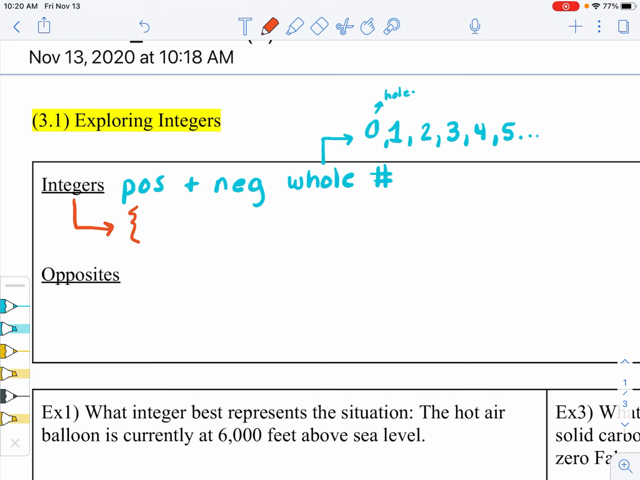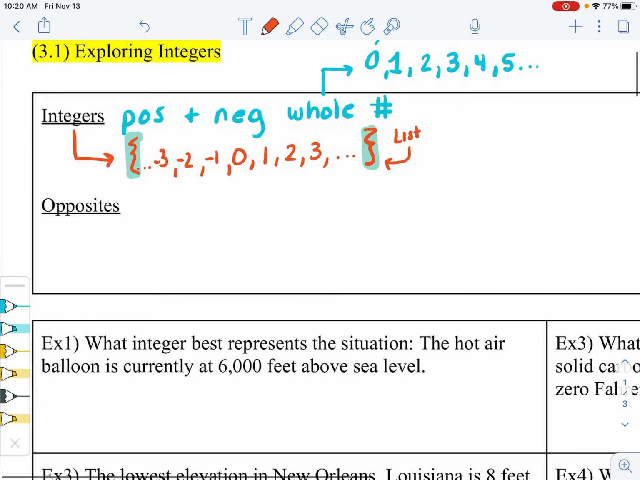So our integers are our whole numbers, 0, 1, 2, 3, ... And our negative whole numbers as well, -1, -2, -3, ... The ... indicates that it goes on in both directions. And these squiggly brackets here are called braces, and we use those to define a list. Whenever we have a list, we use these squiggly brackets, okay?